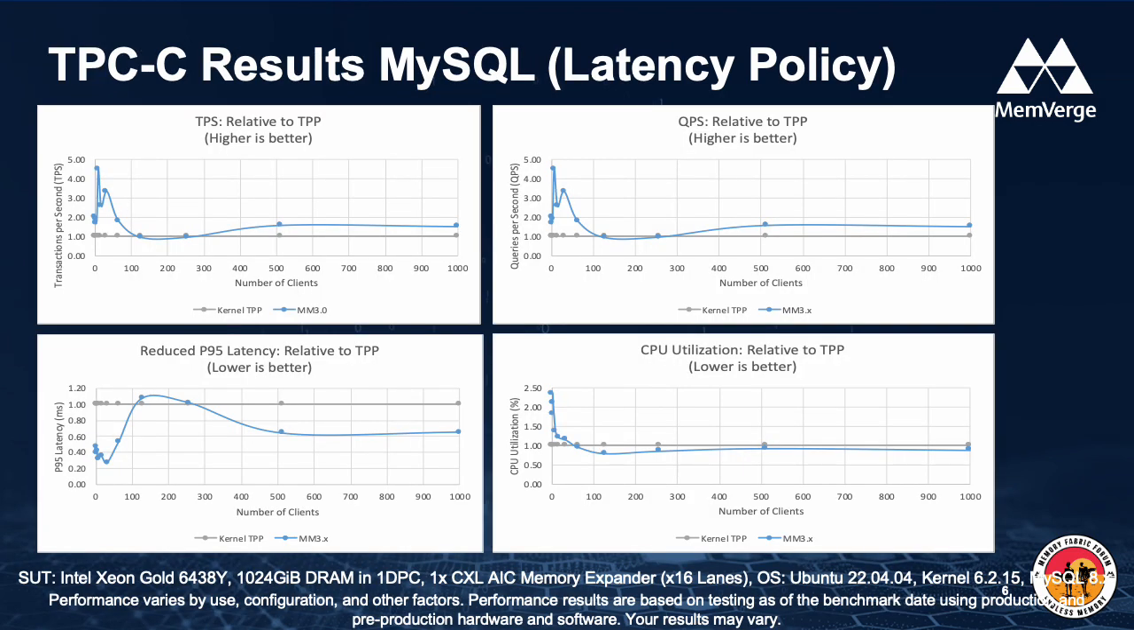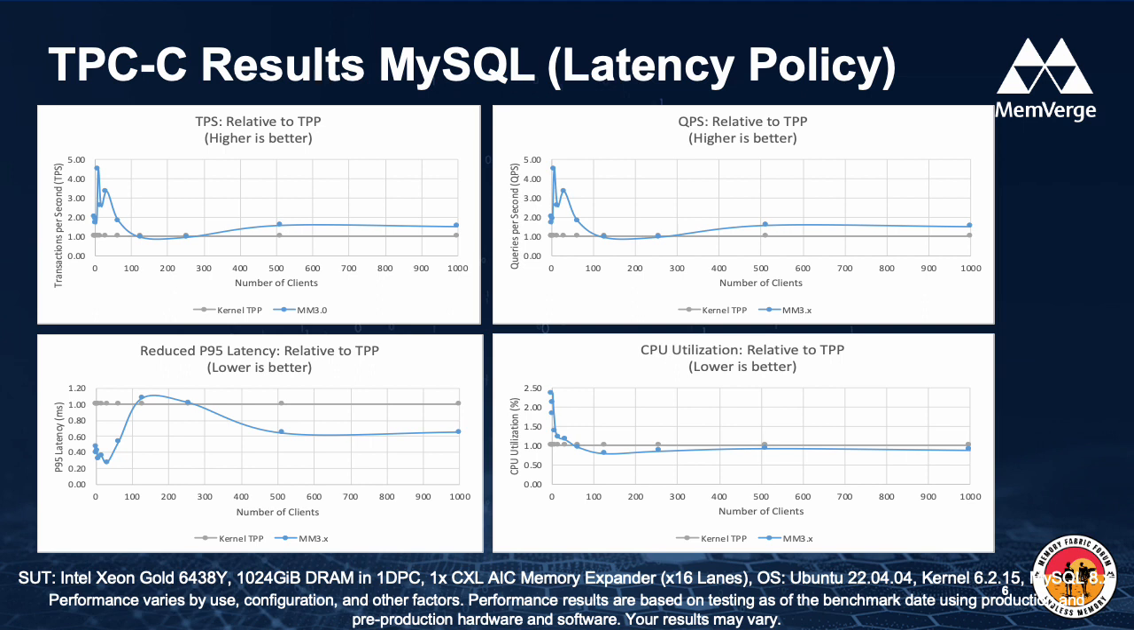So here are the kind of results that we got when comparing our own MemVerge memory machine latency policy with the default kernel TPP policy. As you can see, ours is the blue lines. We normalize these charts relative to the TPP results. So the transactions per second, higher is better, of course. We do, for the most part, a much better job as we increase the number of clients along the x-axis and the transactions per second as a percentage on the y-axis.